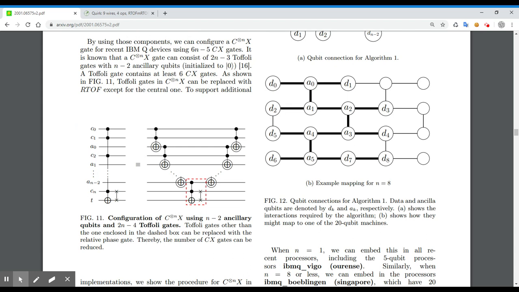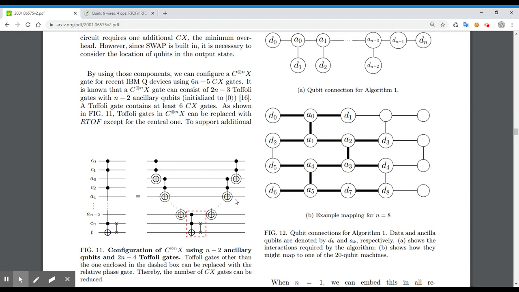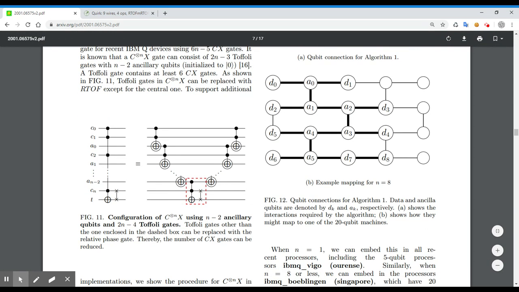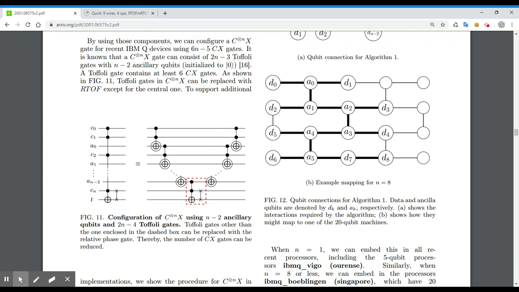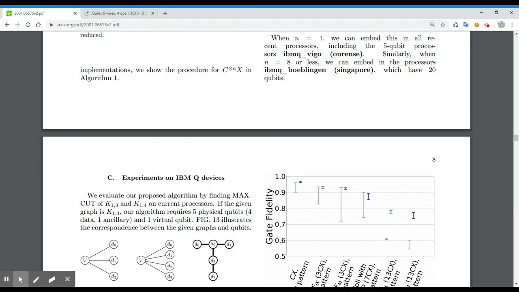Figure 12. What is figure 12 here? No, but still, why? Okay, that swap is a correction of that. But still, that doesn't seem to be needed. Qubit connections for algorithm 1, data and ancillary qubits are denoted by, okay, maybe I'm just missing something.